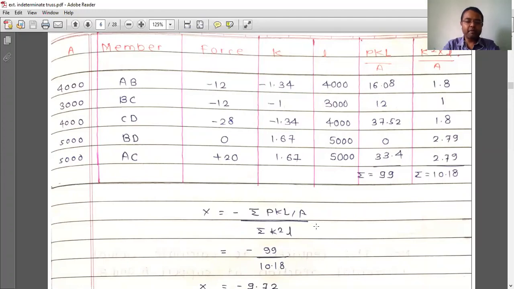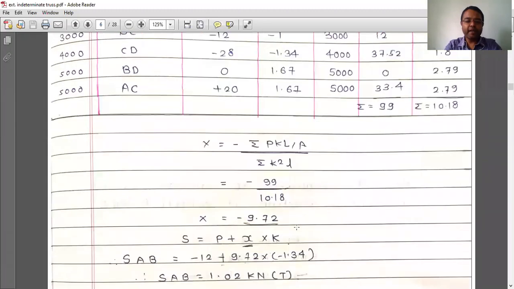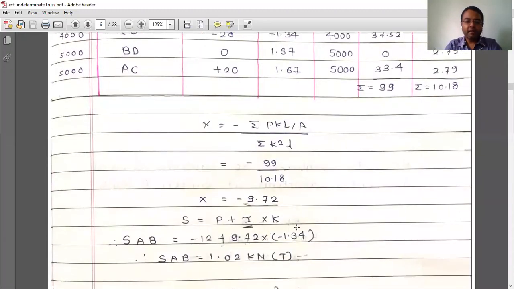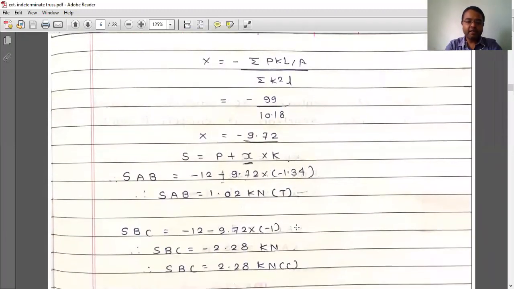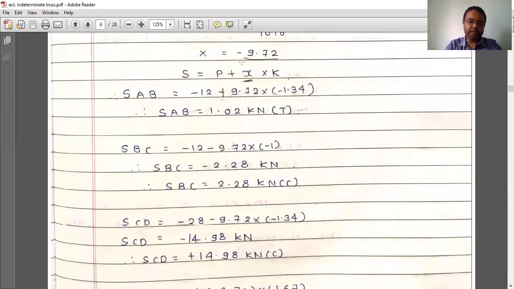So here you have to write K square L upon A. That is the formula: PKL upon A divided by summation of K square L divided by A. That is missing here, divided by A. So finally you can get this x. What is this x? X is the force coefficient. We are getting it as negative. Along with its sign, you have to take it as it is.